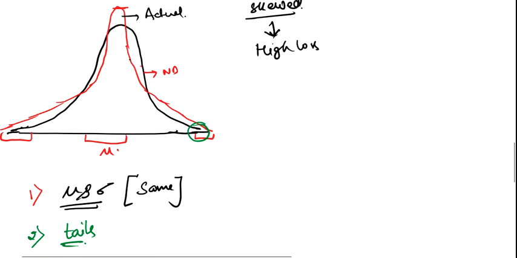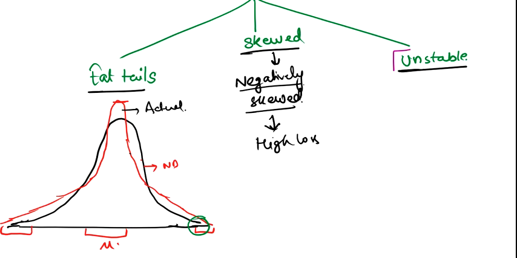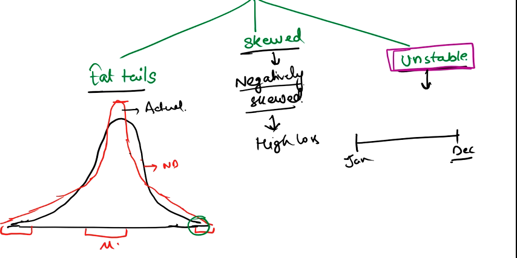Clear? Now let us come to the third reason, which is about the instability. Means the parameters, that is the mean, the sigma, they are actually unstable. Now try to first of all understand the logic. If I am taking the data for the period of 1 year starting from January to December, can you assume that the volatility for each month is going to remain the same?